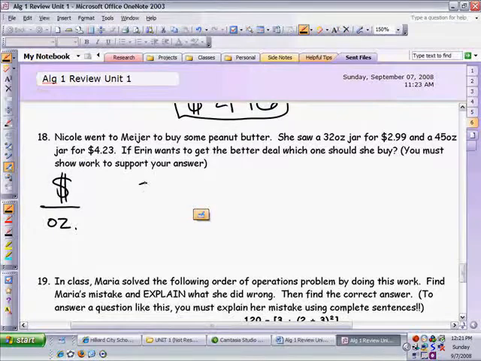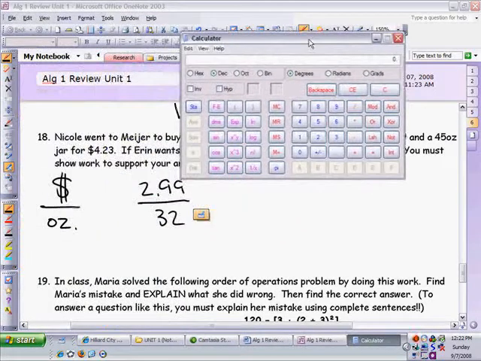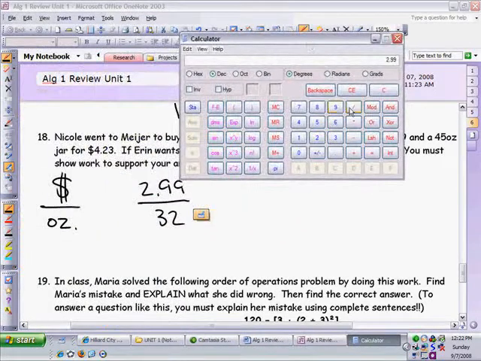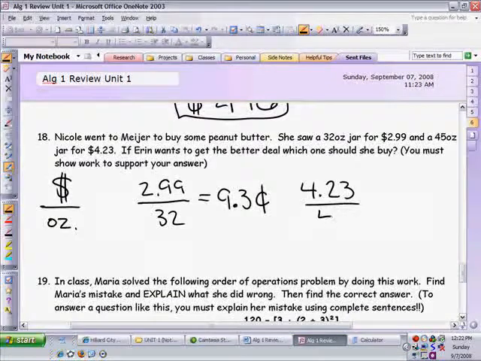So the price for the first one's $2.99 for 32 ounces. Alright, so at this point we need our calculator back. So we're going to go ahead and use that. We're going to do $2.99 divided by 32. And this comes out to be 9.3 cents an ounce. So looking at the next one, now we have the other one, which is $4.23 per 45 ounces.